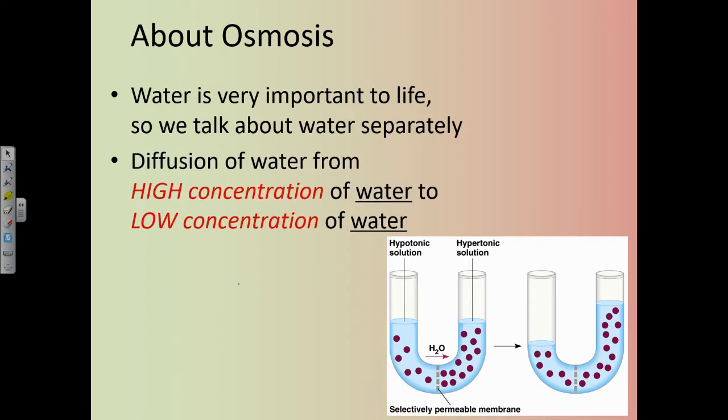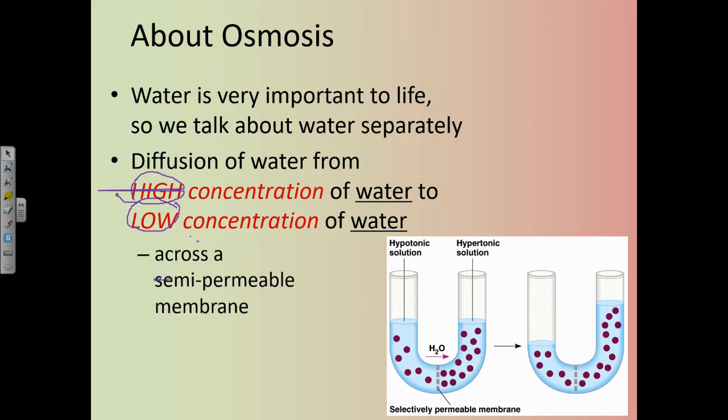Osmosis is still a form of diffusion. It moves from an area of higher concentration of water to lower concentration of water. So from high to low, just like diffusion. But again, we're focusing just on water. And we also need a semi-permeable or selectively permeable membrane.